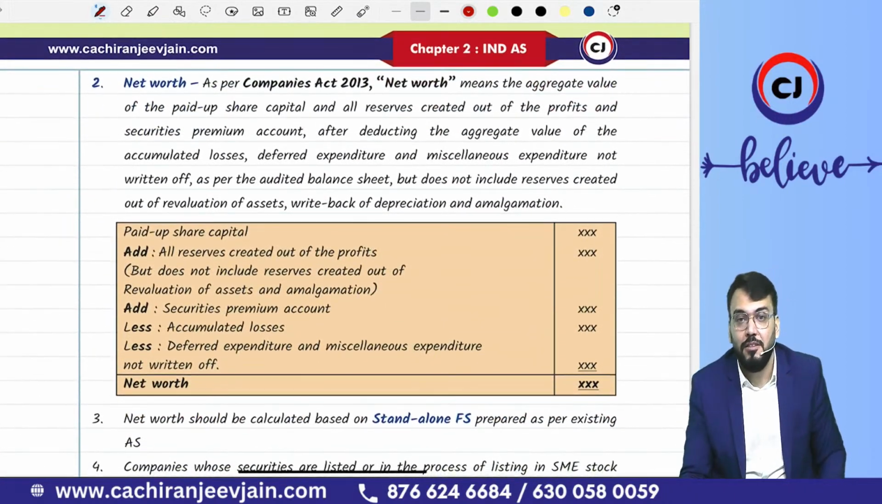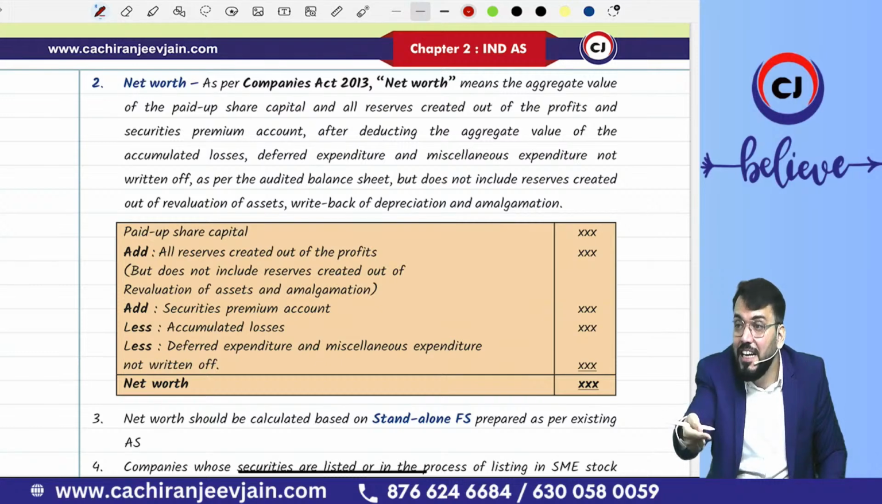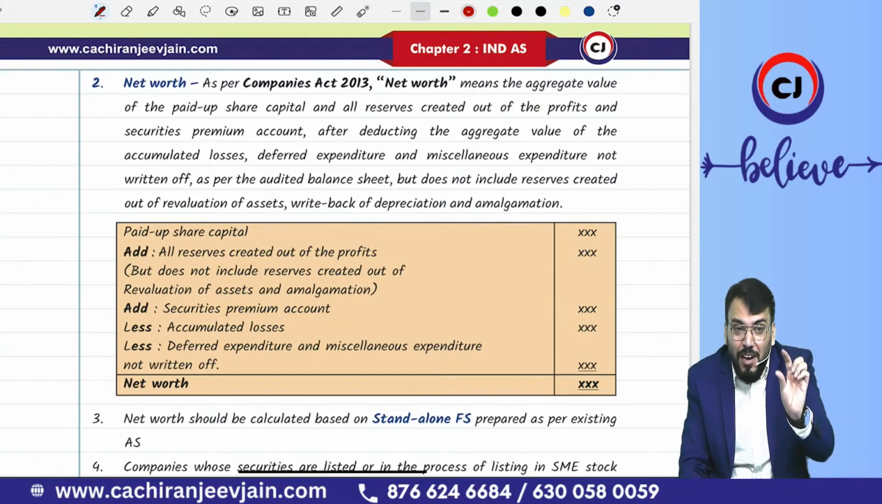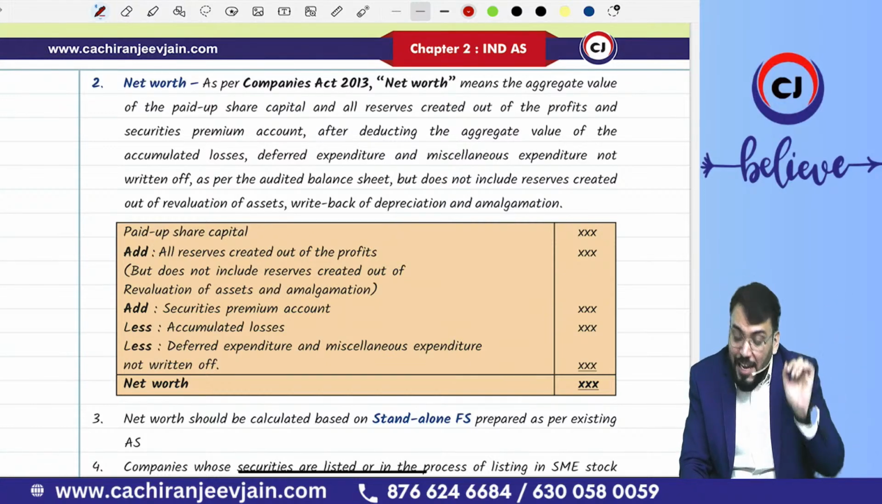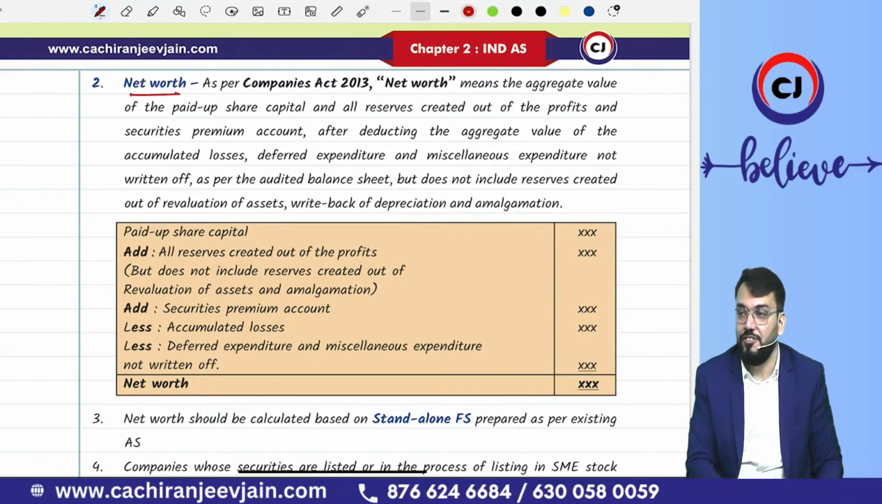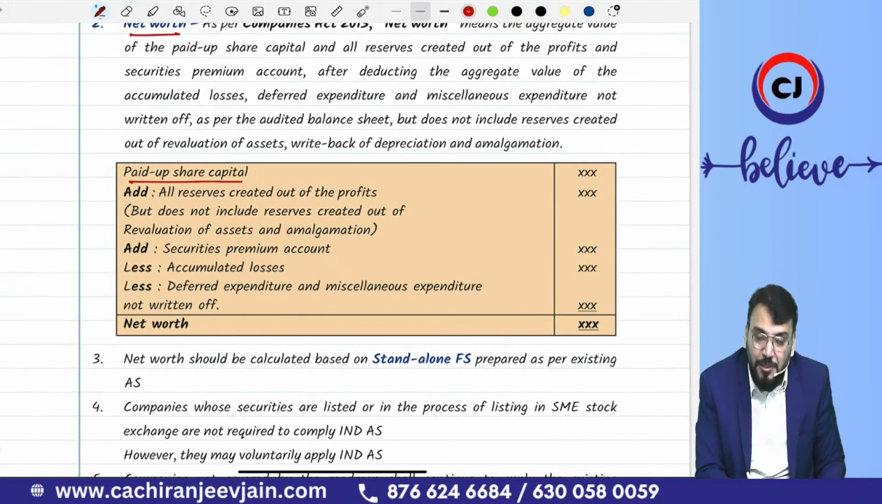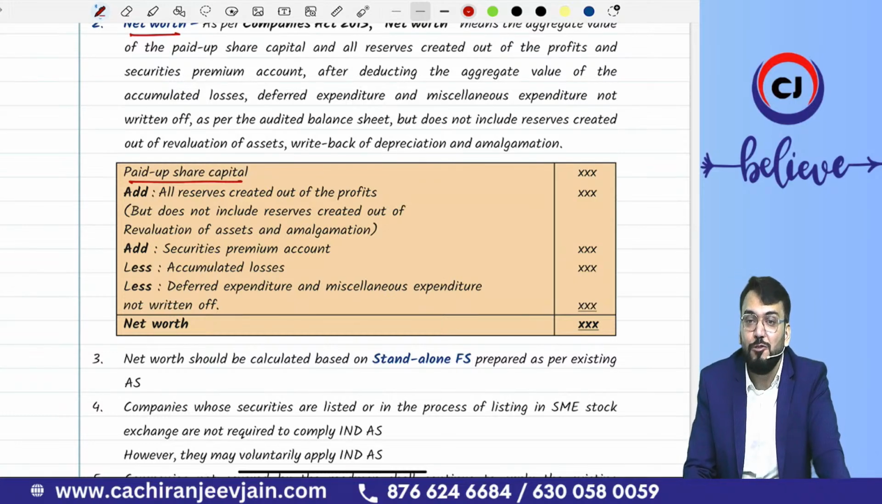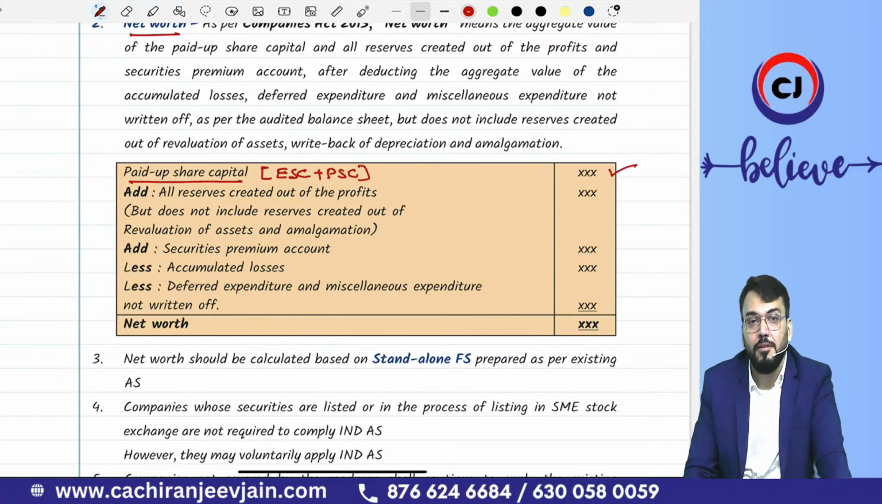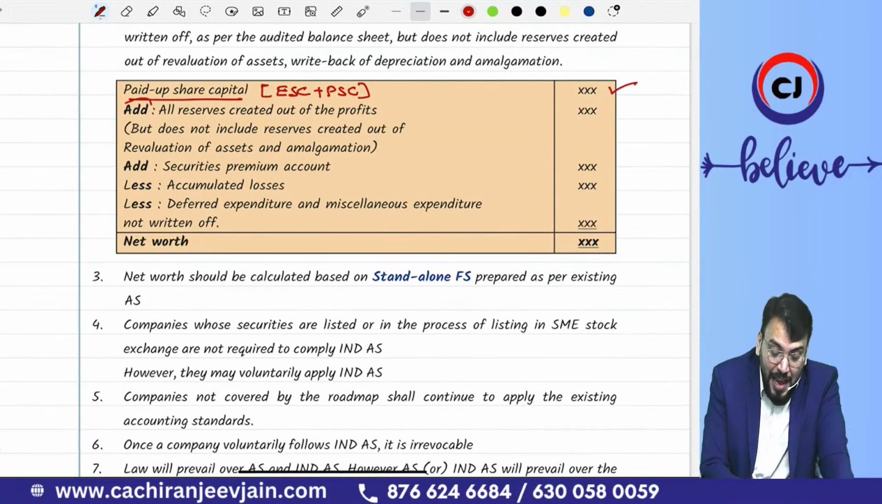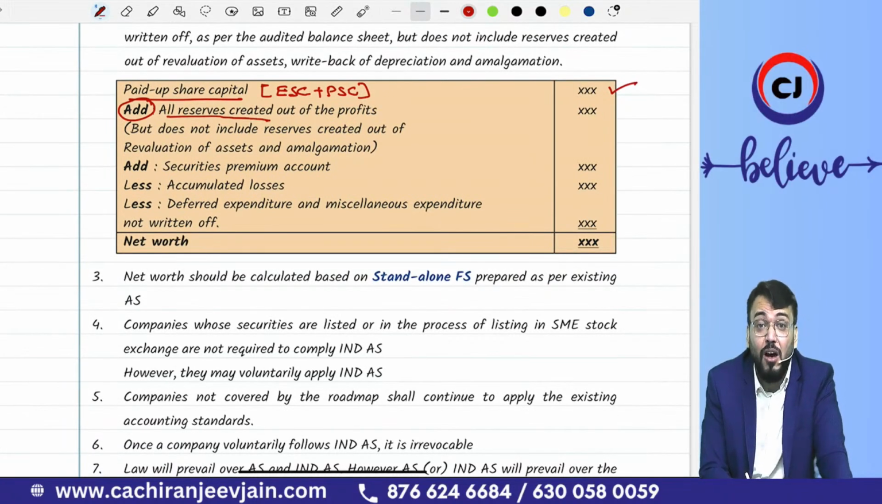Now, second question arises. What do you mean by net worth? We want the definition of net worth because net worth is required for application of Ind AS to every company. The rule says that net worth will be as per the meaning given under the Companies Act. As per the Companies Act, net worth means paid up share capital. When I say paid up share capital, it is equity share capital, or preference share capital, or both? Both. Very good. So paid up share capital, equity share capital plus preference share capital. In this, we need to add all the reserves and surplus created out of profit.